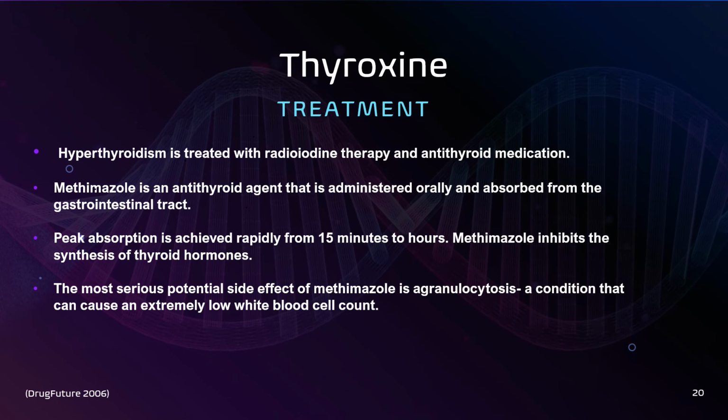Hyperthyroidism is treated with radioiodine therapy and antithyroid medication. This antithyroid medication is called methimazole. It's an antithyroid agent that is administered orally and absorbed from the GI tract. Peak absorption is achieved rapidly, from 15 minutes to hours. It can be multiple hours. And methimazole inhibits the synthesis of thyroid hormones. The most serious potential side effect of methimazole is agranulocytosis, which is a condition that can cause an extremely low white blood cell count.